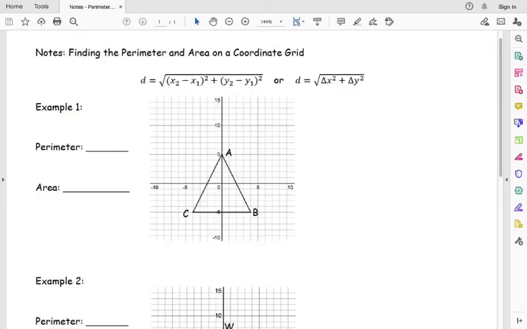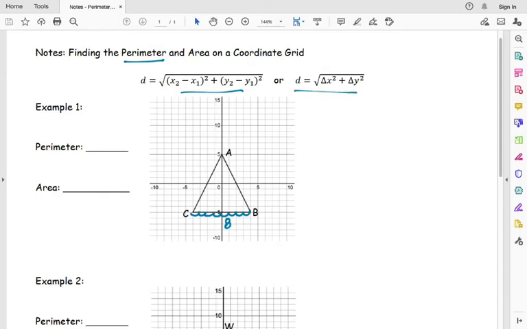Okay, we're going to take notes today over finding the perimeter and area on a coordinate grid. Remember, to find the perimeter, you're just going to add up all of your sides. The length of CB is pretty easy. You can just count 1, 2, 3, 4, 5, 6, 7, 8. So that's pretty easy. These other two sides are going to be a little more difficult, so we're going to have to use our distance formula.